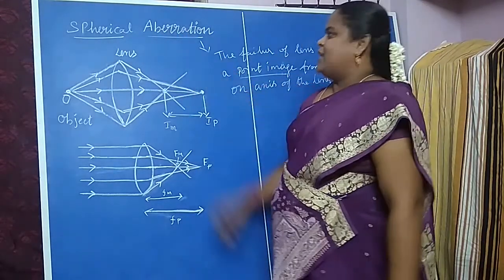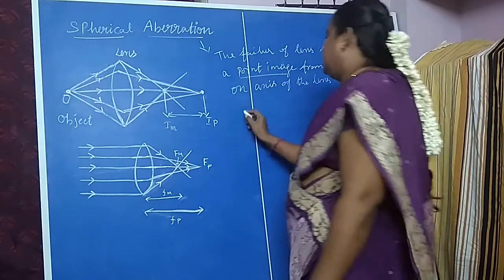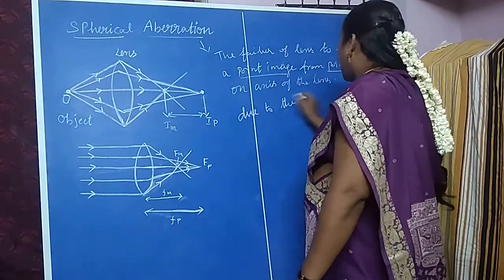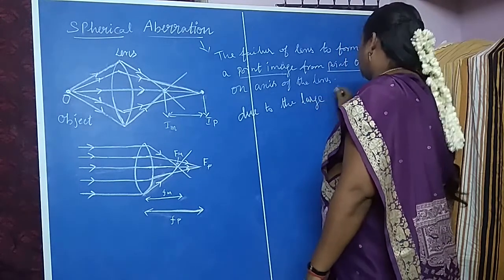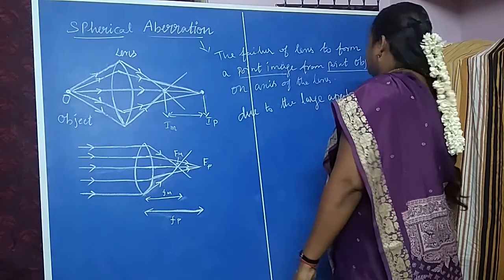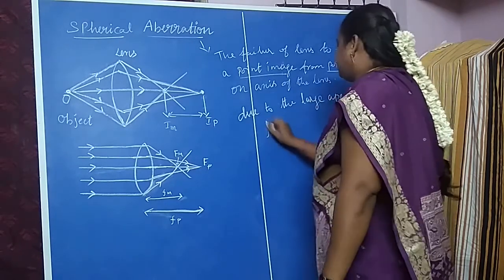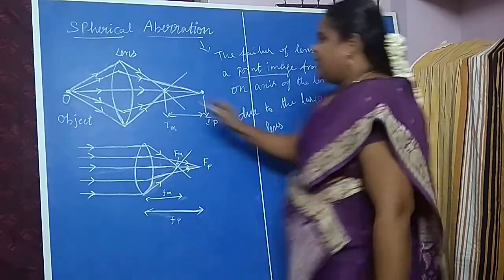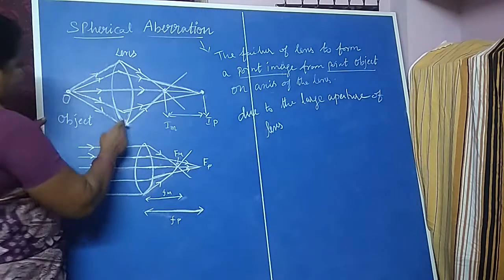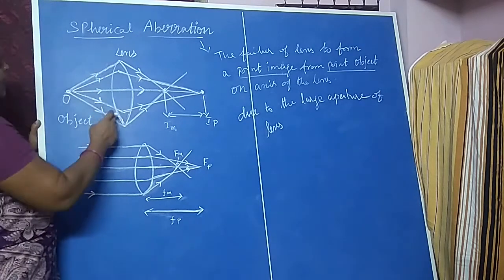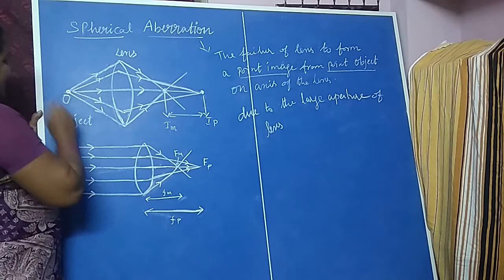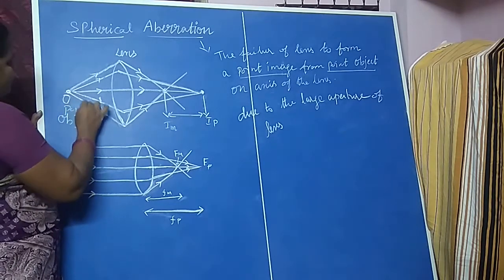This spherical aberration is caused due to the large aperture of the lens. If the lens has a large aperture, we will have so many rays. Here we are using a converging lens. O is the point object.